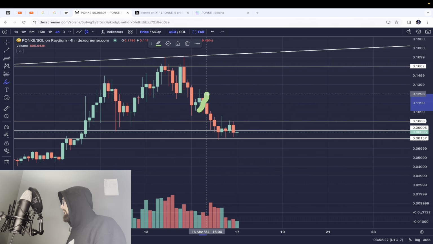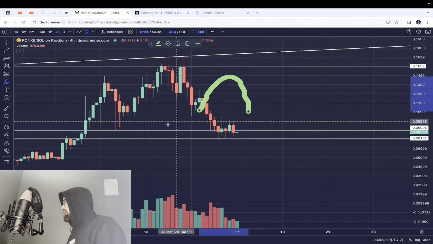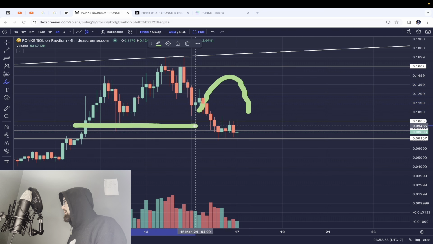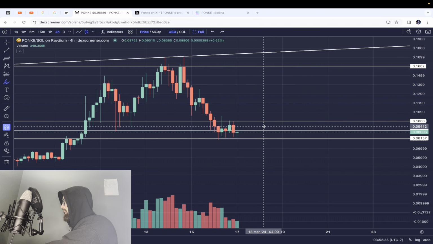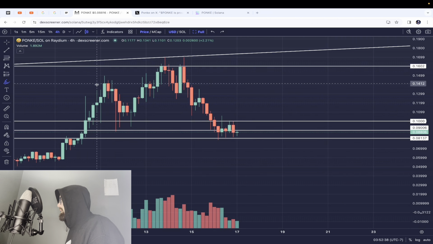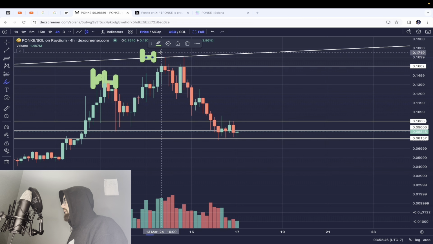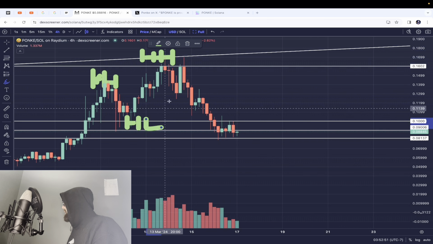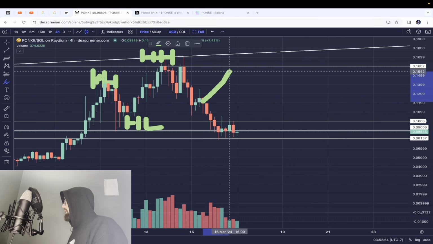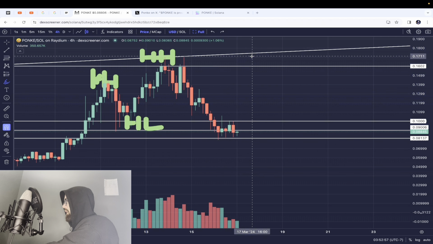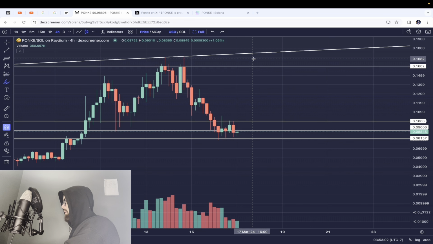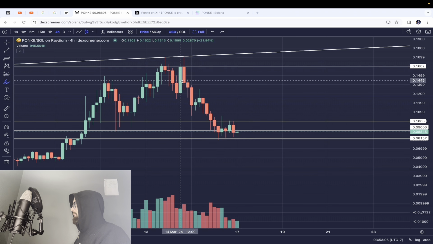If it would have gone like this, then it would have been a head and shoulders with a neckline like that. But it didn't do that. So it had this first higher high. That's an H and an H. And then the next higher high up there. This is the higher low. And then it failed to make another higher high. So that means the uptrend became invalidated. And so currently it's in a downtrend, all right?